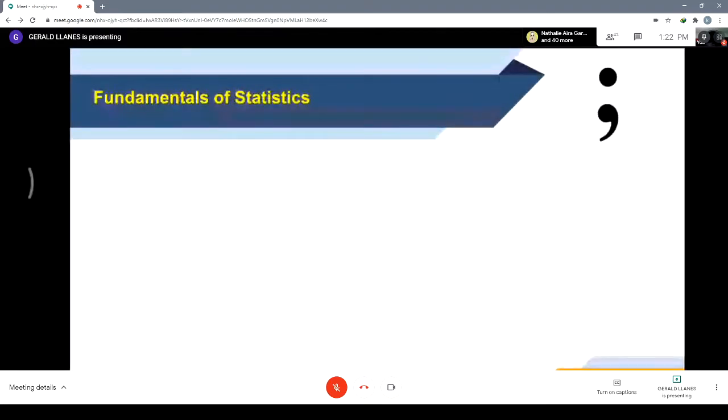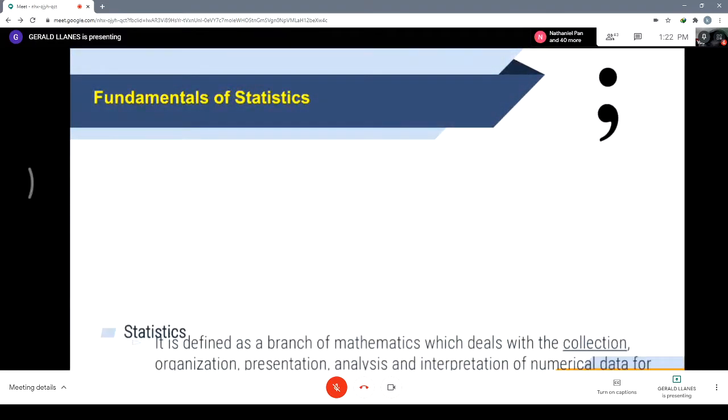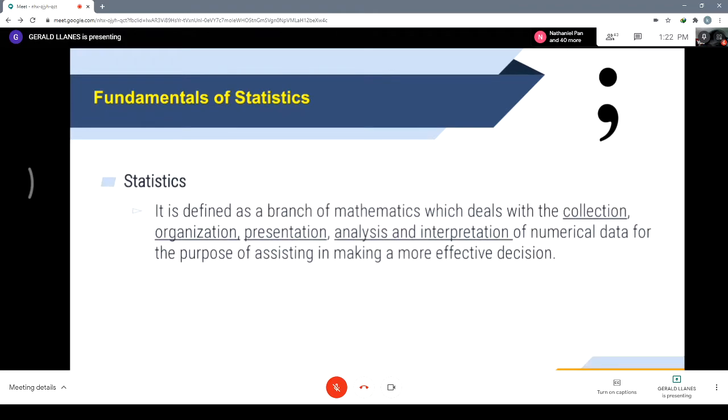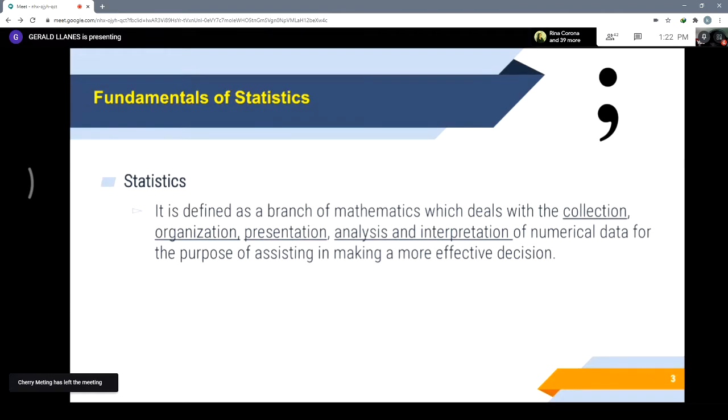Okay, let's talk about the fundamentals of statistics. Now, when we talk about statistics, by definition, statistics is a branch of mathematics which deals with the collection, organization, presentation, and analysis and interpretation of numerical data for the purpose of assisting in making a more effective decision. So statistics is actually utilized in helping us to be an effective decision maker.